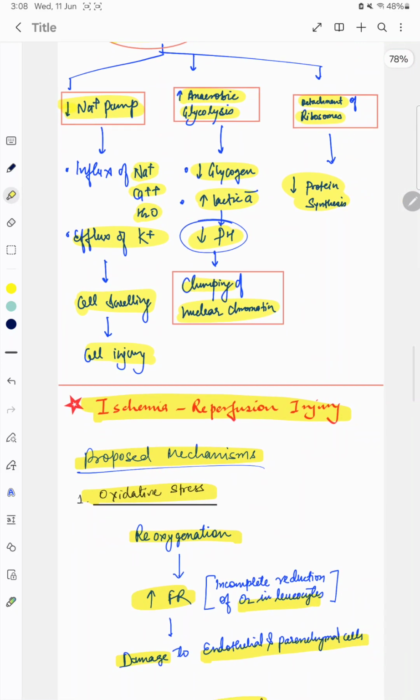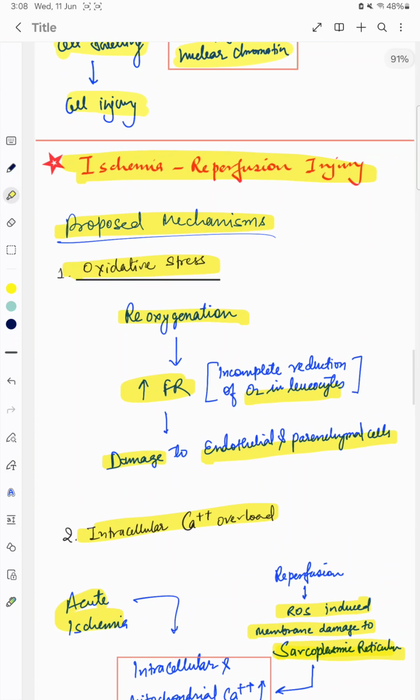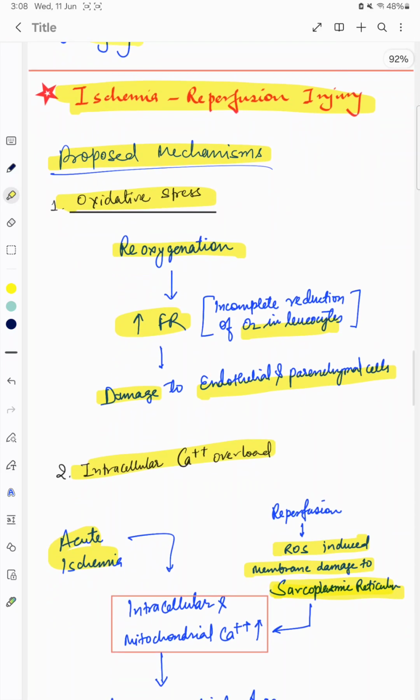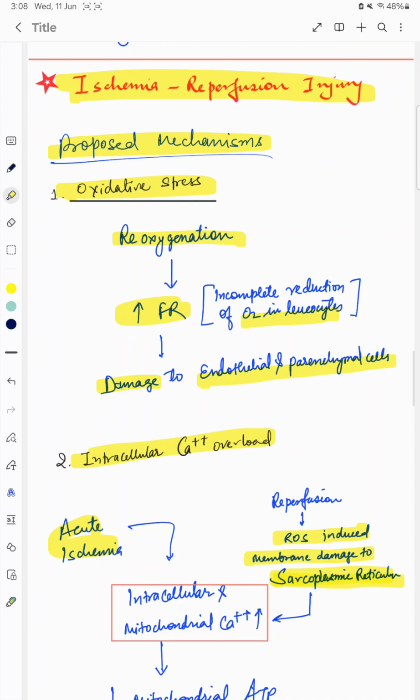Now we will see another clinico-pathological correlation or mechanism of injury, which is ischemia reperfusion injury. So what are the mechanisms behind injury through ischemia reperfusion injury? The first is oxidative stress.